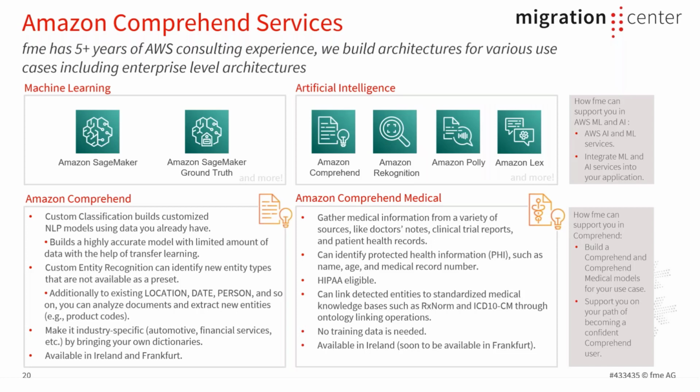Then there is a new kid on the block, and it's called Amazon Comprehend Medical. Amazon Comprehend Medical uses advanced machine learning to accurately and quickly identify medical information, such as medical conditions and medication. Also, it can determine their relationship to each other, for example, medication and its dosage. It can also identify protected health information, which is PHI for short, such as name, age, medical record number. It is HIPAA eligible. It can also link detected entities to standardized medical knowledge bases through ontology linking operations.